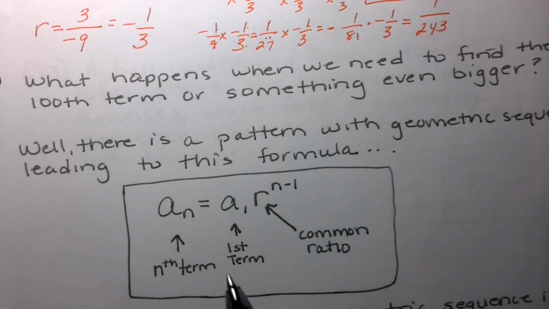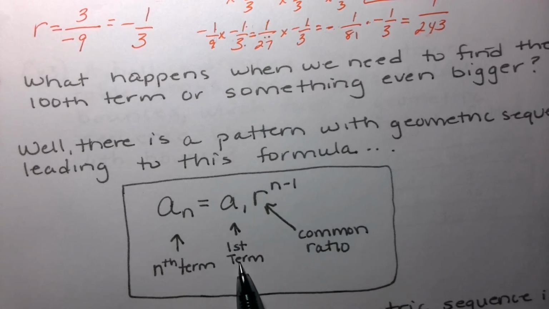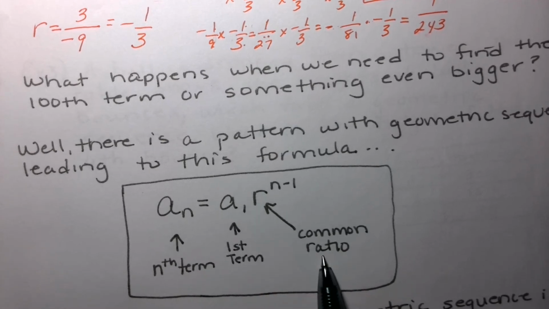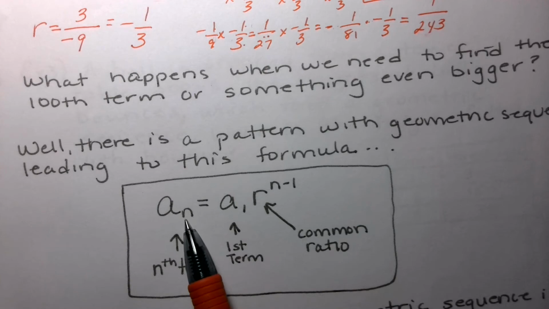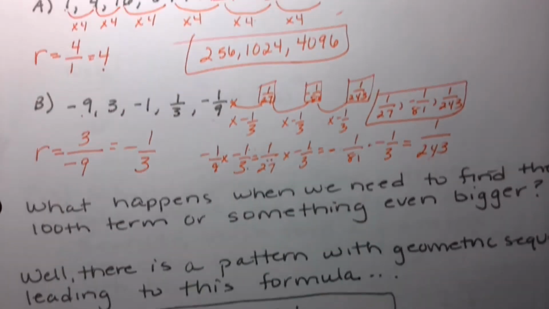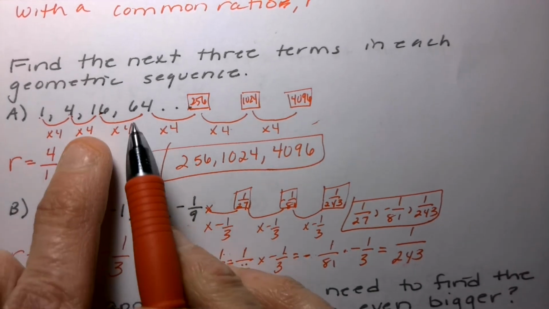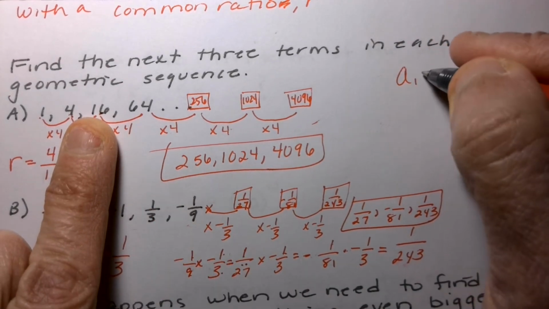In this formula, a sub n represents our nth term. A sub 1 is our first term. R is our ratio. And n is whatever term you're looking for. So let's just review what that means. When I go up to this problem, what is my a sub 1?